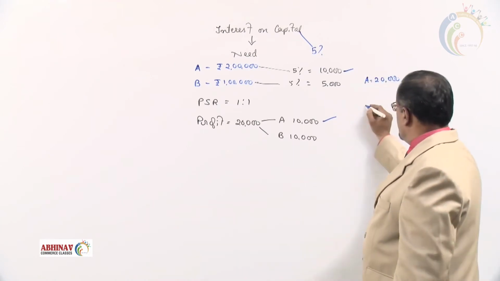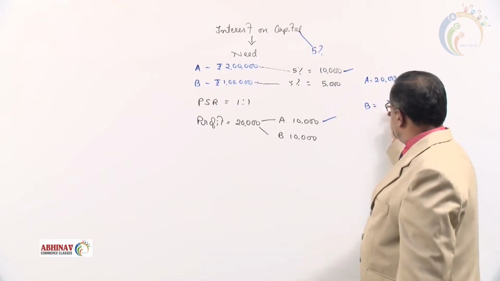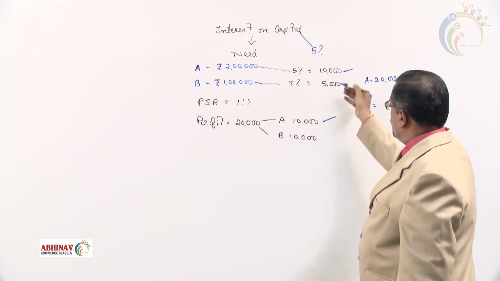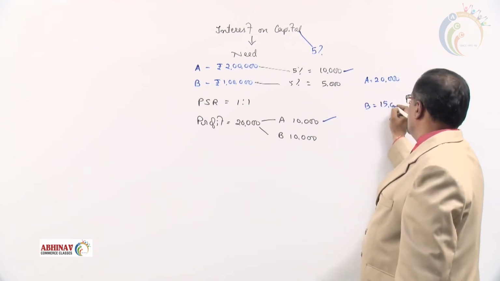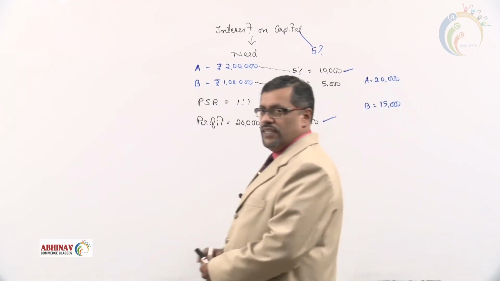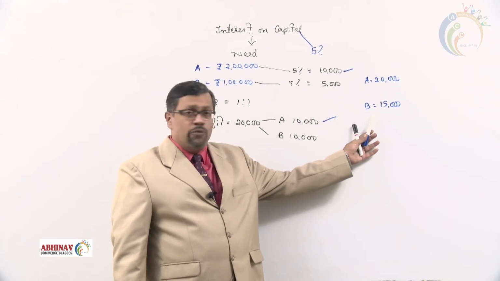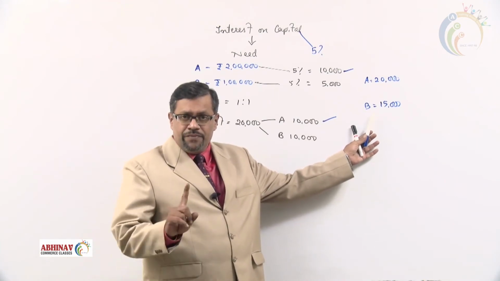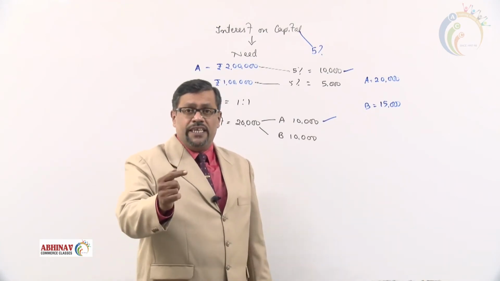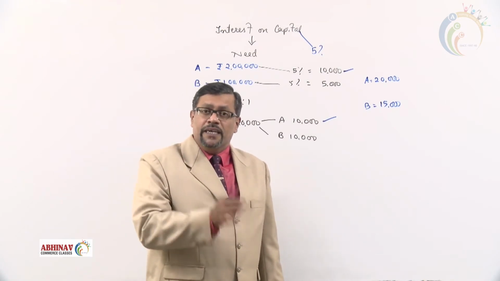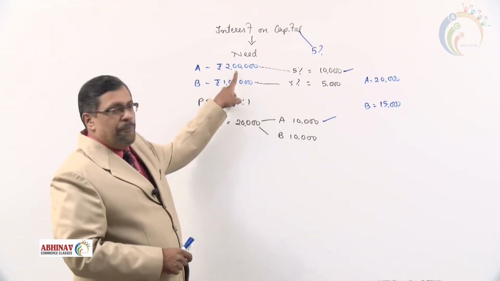See what B is getting. B is getting a share in the profit of 10,000 and interest of 5,000. How much is B getting? 15,000. Now see, is B getting more than what A gets? A is getting more than B, because his capital is more.